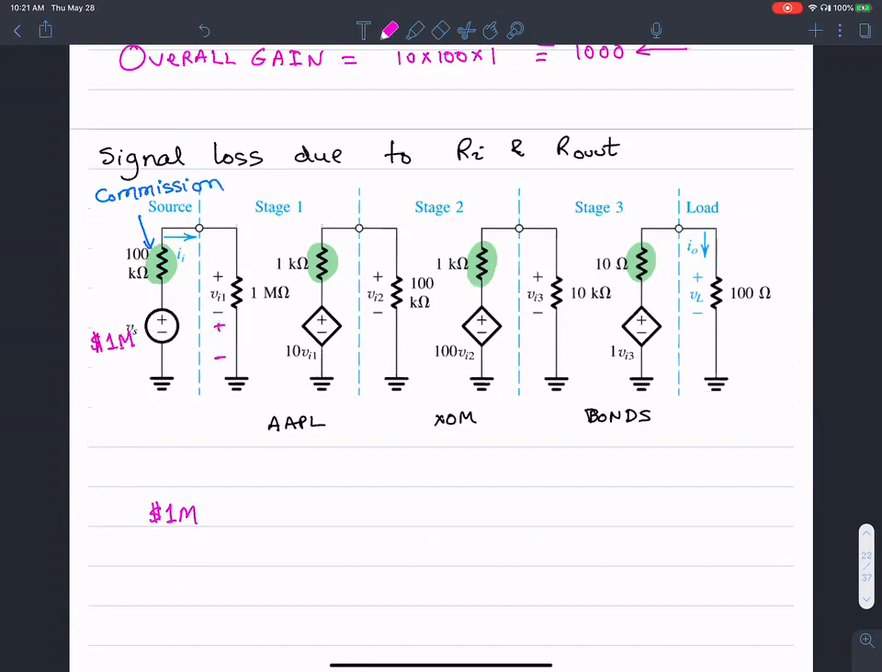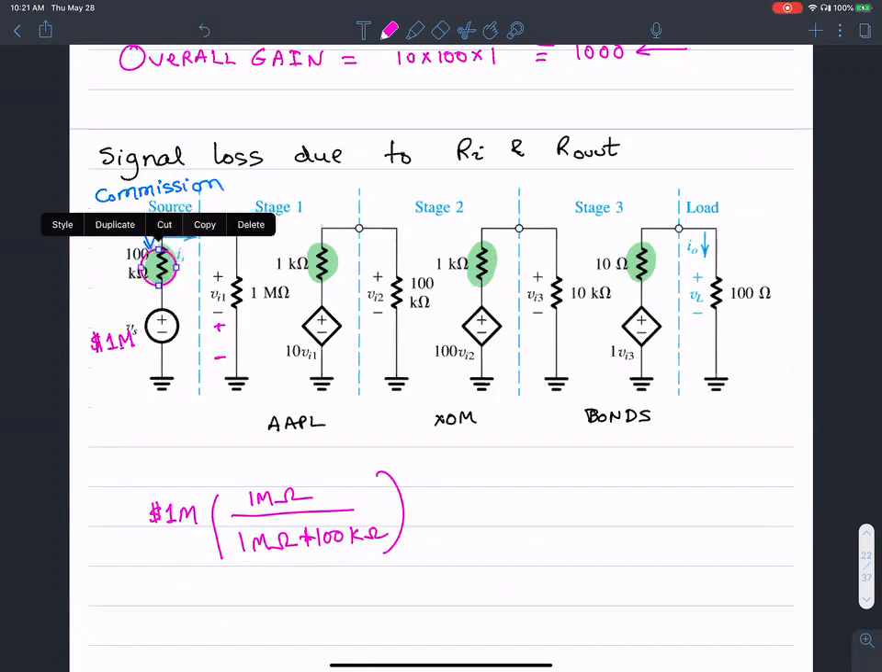What you have really is a small fraction, 1 mega ohm by 1 mega ohm times 100 plus 1 kilo ohm. So in other words, you have some signal lost, some of your money lost in the commissions here, and only the remaining amount is going to show up as this guy. So what's this fraction now then?